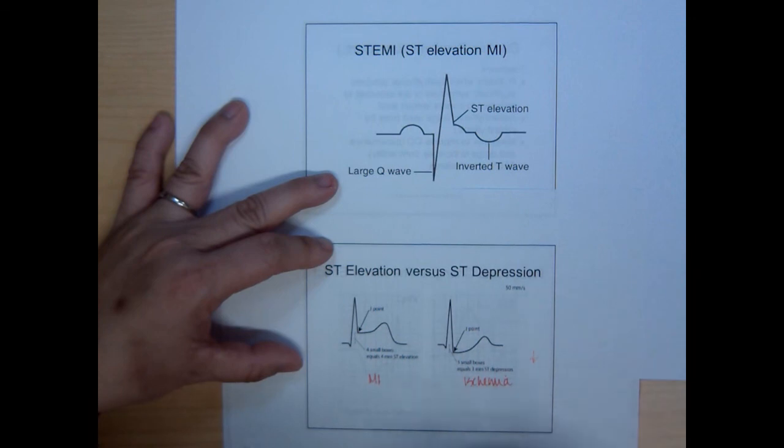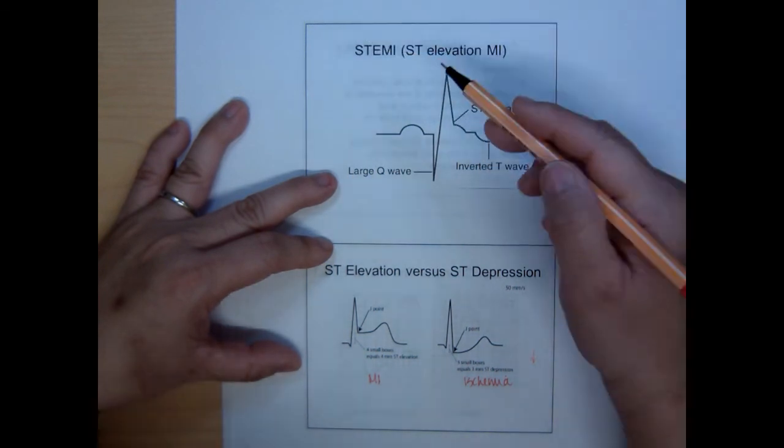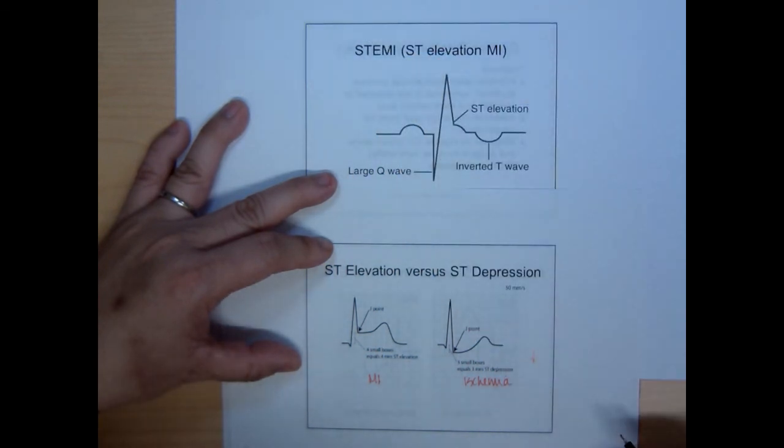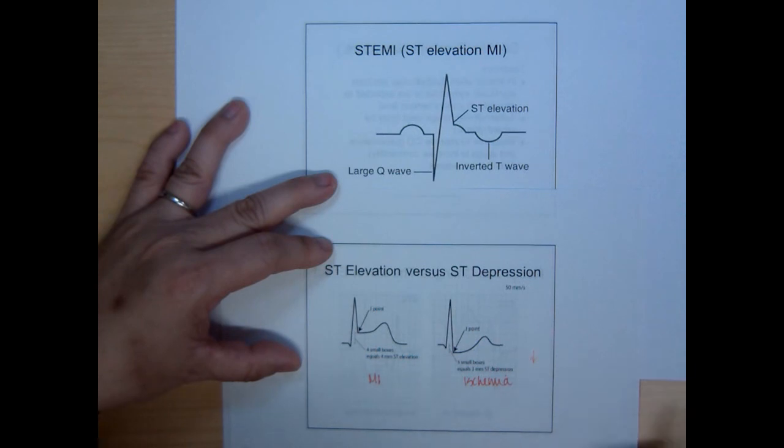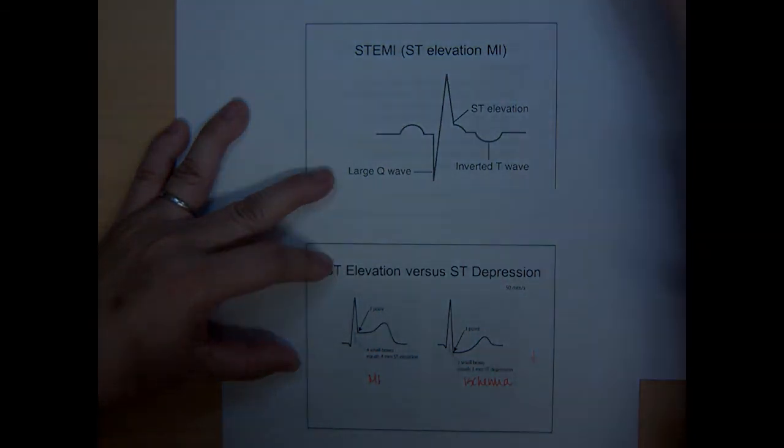Now you do have to know there's also something called non-ST elevation MI. If you add an N to ST elevation MI, that's non-ST elevation MI, which means somebody had an MI and you didn't see any of this. You had no EKG changes. How do you know they had an MI? They had positive cardiac enzymes. Okay, that concludes this portion of ST elevation and ST depression.